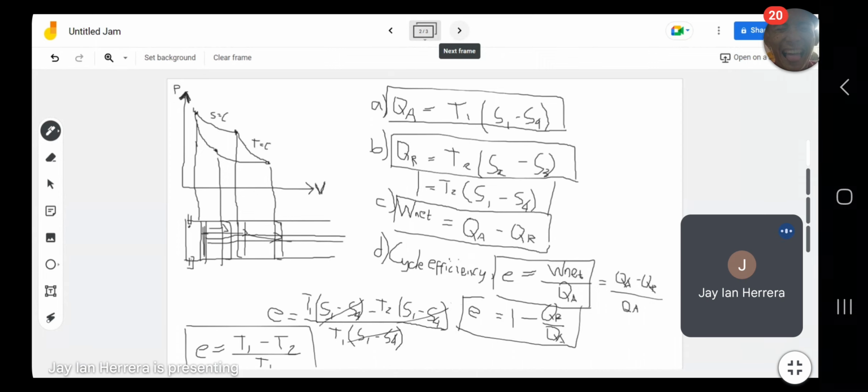Screenshot muna. We have heat to temperature relations. Parang ganito.